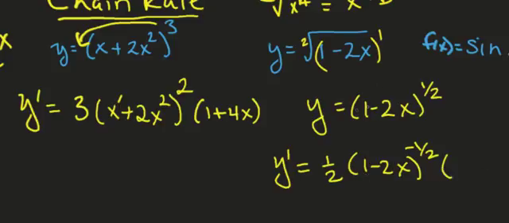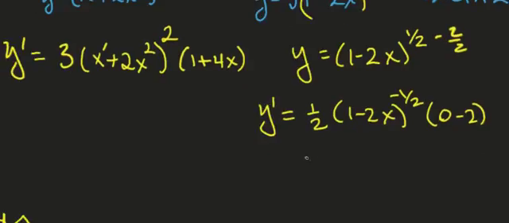You guys understand what I mean by that? Pretend this whole 1 minus 2x was x. How would you take the derivative of that? Well, you bring the 1/2 down, the power rule, and then subtract 1 from the exponent, so it'd be minus 1/2. But it's not an x, so then we multiply by the derivative of the inside. Derivative of a number is 0, and then derivative of negative 2x is negative 2.